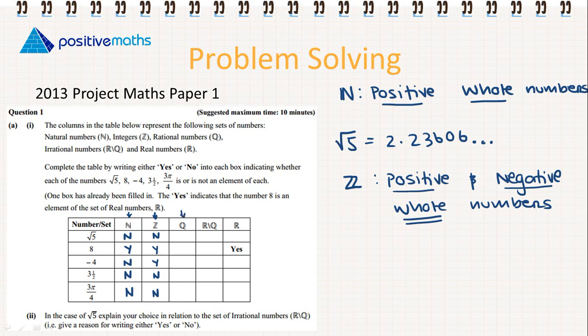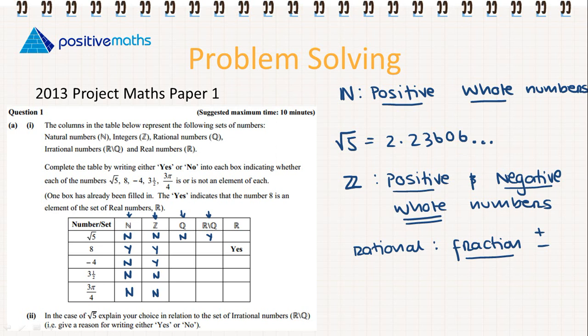So the next column we're going to look at is rational numbers. What we want to recall here is that the set of rational numbers is any number that can be written as a fraction. Okay, so again, it's positive and negative numbers, but it has to be able to be written as a fraction. So the square root of 5 cannot be written as a fraction, therefore it's not a rational number. Then we can say really that it is an irrational number. So we can do these two columns at the same time. A number is either rational or irrational.